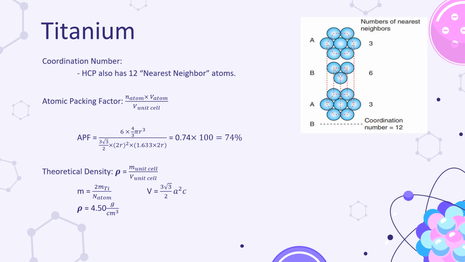Now, titanium is hexagonal close packed, which also has 12 nearest neighbors. The equation for the atomic packing factor of titanium remains the same, but instead has 6 atoms per unit cell. After substituting differing numbers for a and c and simplifying, you also get an APF of 74%, leaving 26% empty space wasted. Now, our denominator for the theoretical density equation is the same as the previous, and our mass equation is the same as the previous slide. This gives us a rho value of 4.50 grams per centimeter cubed.